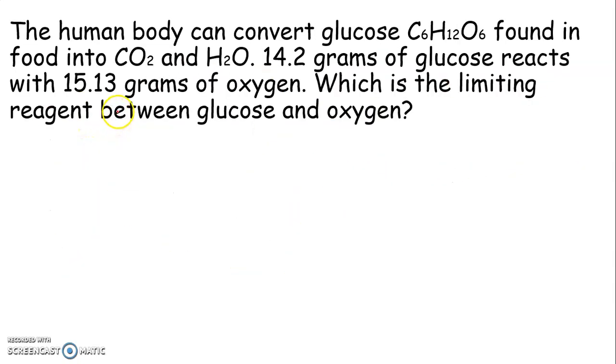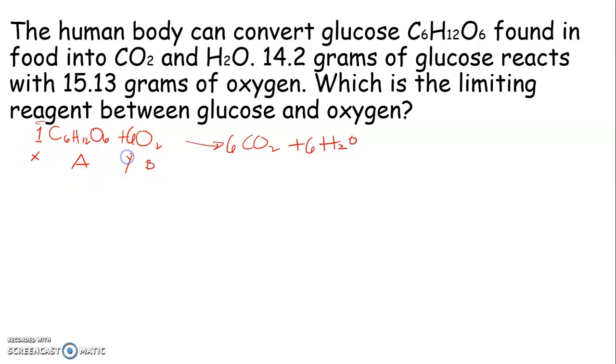So let's try another one. This will be the last. For this one, what is the limiting reagent between glucose and oxygen? So we'll have C6H12O6 plus O2. Of course, in the given formula, you have CO2 plus H2O, and it's well known that this will be 6, 6, and another 6. This will be A and B. This will be X and Y. X and Y is going to be your coefficient all of the time.